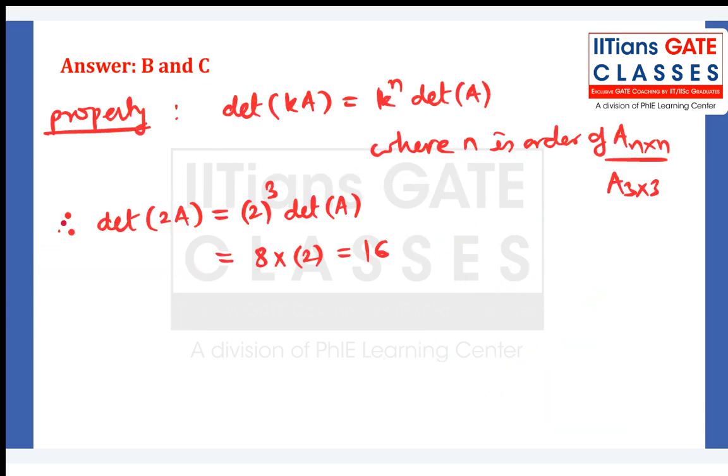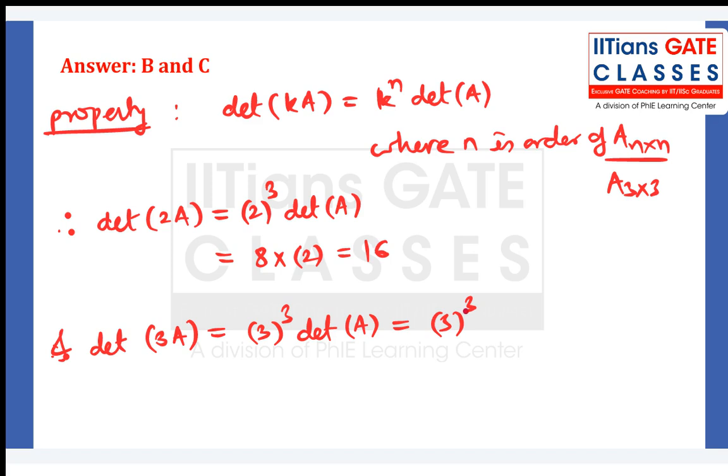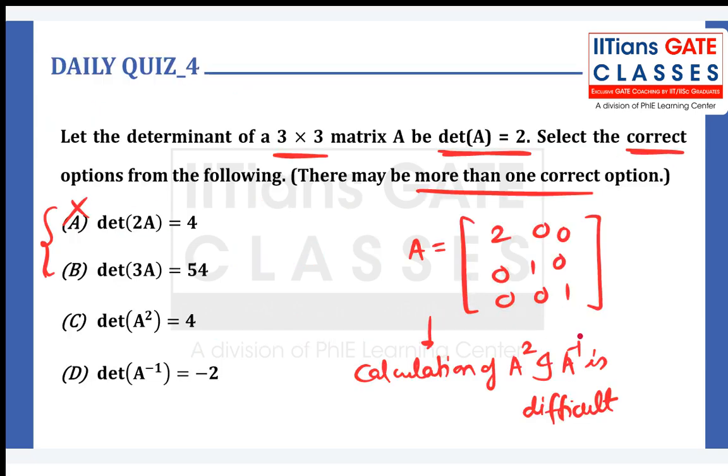Let's verify the second option. Determinant of 3A should be 3 cube into determinant of A. That is nothing but 3 cube into 2, because determinant of A is 2. So it is 27 into 2, which is 54. And yes, they have given it as 54. So A is not correct, B is correct.